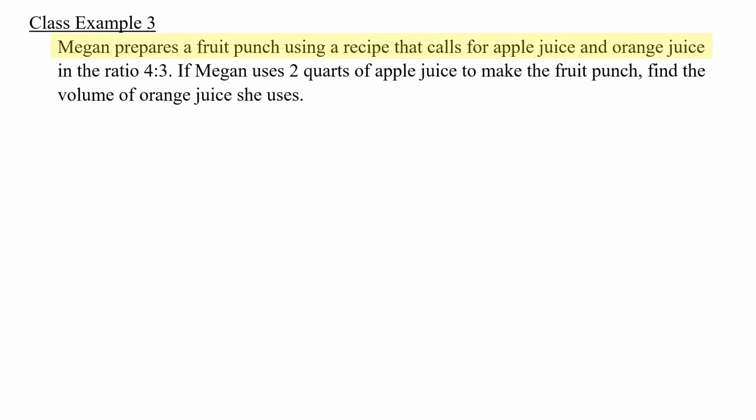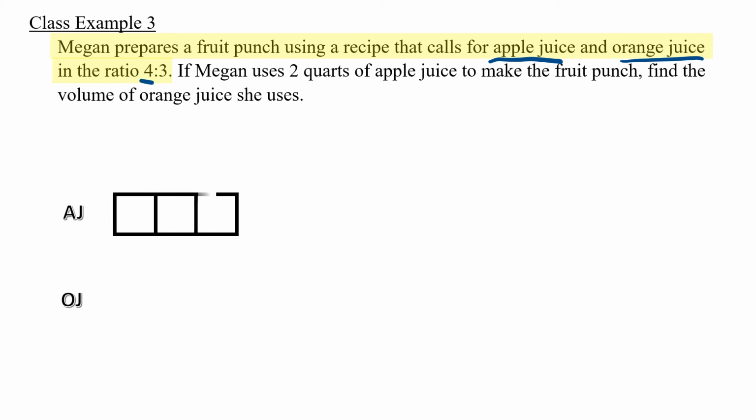So she's preparing fruit punch. She's using apple juice and orange juice in the ratio 4:3. So it's apple juice to orange. So I'm going to do apple juice, orange, and it's 4:3. So I'm going to do 4 units to 3 units. Okay?